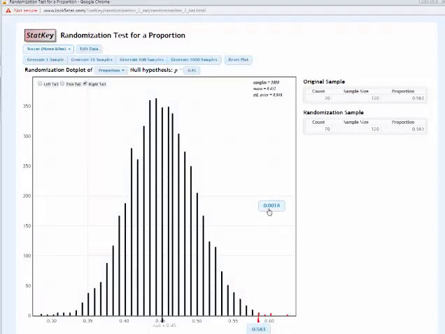P-value, 0.0018. So that's very low. So assuming a proportion of 45%, getting a sample proportion of 0.583 is pretty rare, less than 1%. So there we would reject our null hypothesis.